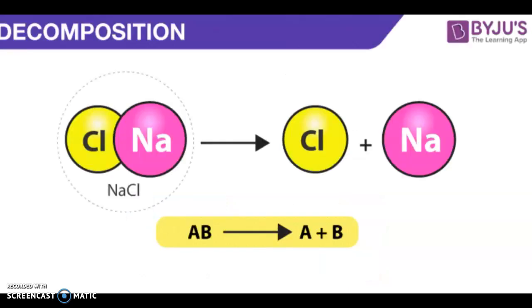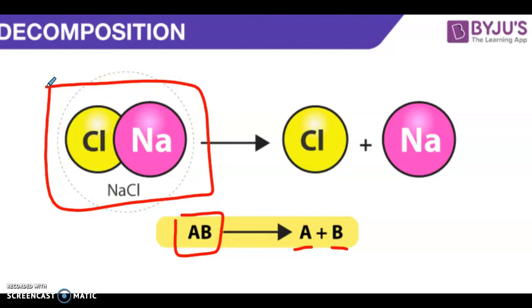So the next type of reaction we can have is just the opposite of synthesis: decomposition. We're starting with a compound, so AB would be our compound, and it breaks down into A and B as separate elements. In this case, we're starting with NaCl as a compound, and NaCl breaks down into chlorine and sodium. We would call that a decomposition reaction because my compound is decomposing into smaller parts.